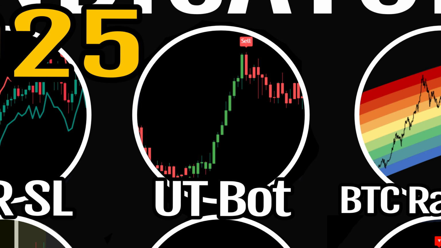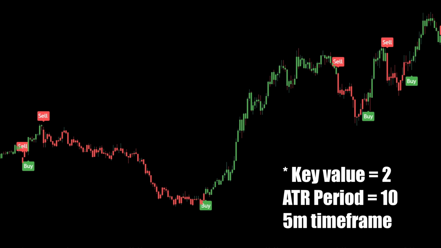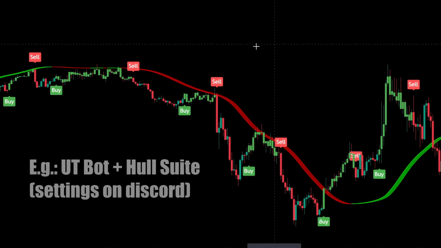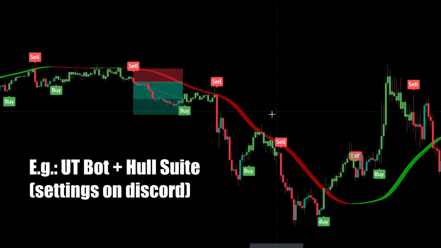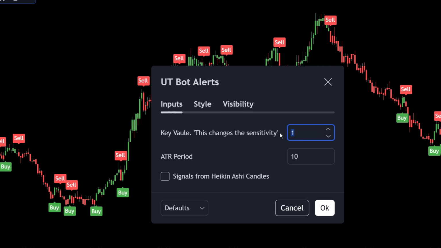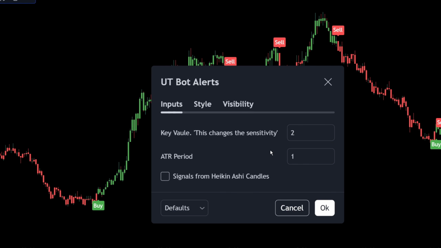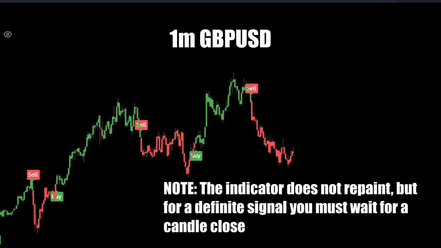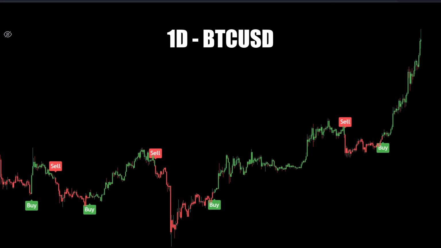UT-Bot Alerts. This indicator is one of my favorite buy and sell indicators that works better than many paid ones. You can use it for exact entry points and confirm them with price action or other indicators. You can change the frequency of the signals by configuring these values. I like that it can be used for both high-frequency scalping on the minute or second charts, and at the same time for long-term trading on the daily charts.